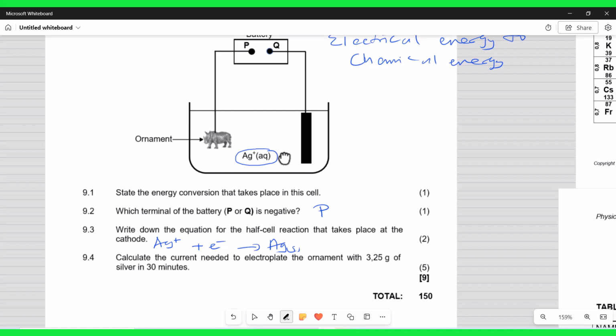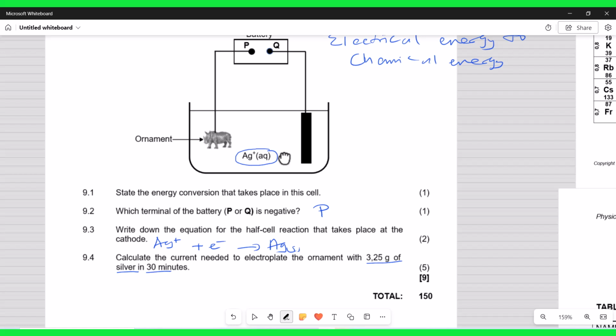Now here they said to calculate the current needed to electroplate the ornament with 3,25 grams of silver in 30 minutes. Okay, so now because they gave us the grams of silver, let's get the moles of silver.